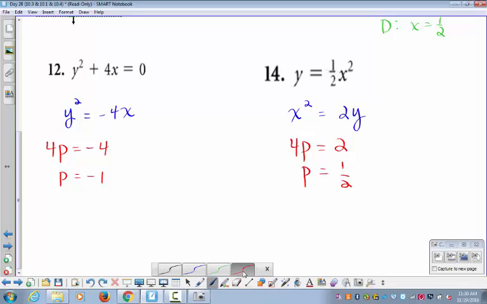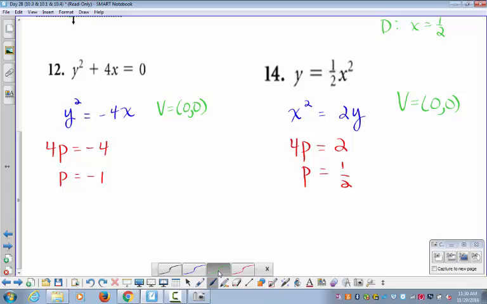All right. Both have a vertex of the origin. There's no shifting. We'll get to the shifting business very soon. Okay. And before we go on, let's identify. Is this a vertical parabola or a horizontal parabola? This is horizontal because y is squared.